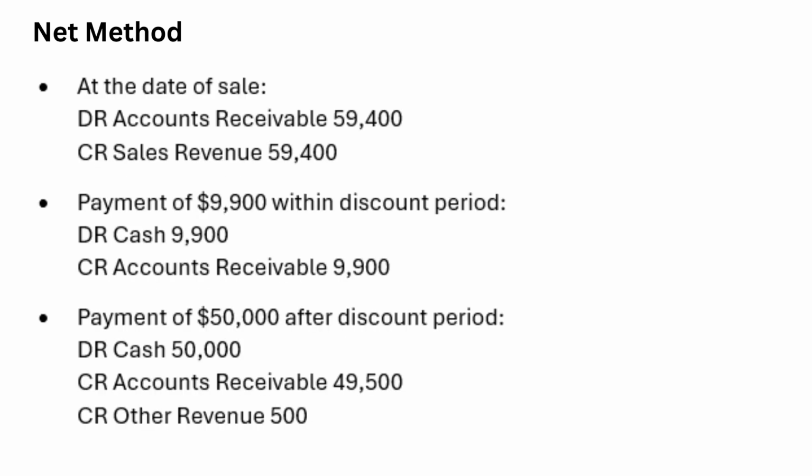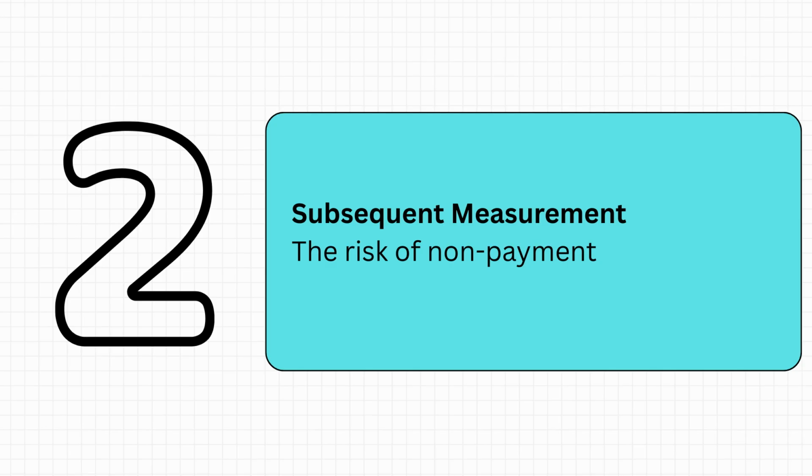In practice, the gross method is more common because it's simpler, but the net method is more accurate if discounts are significant. Okay, so we know how receivables are recorded at the start.